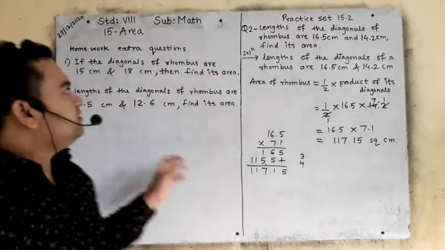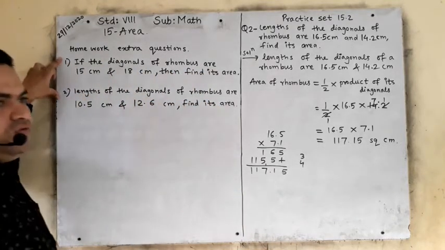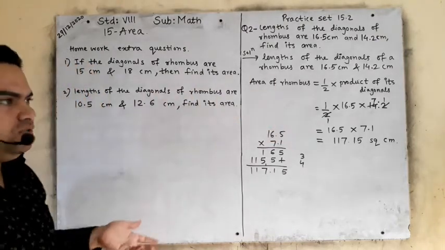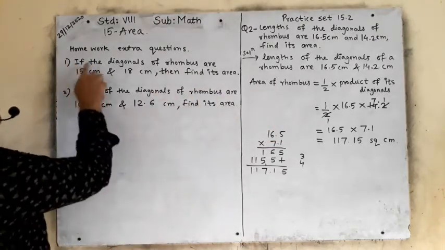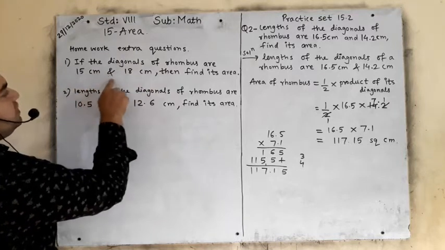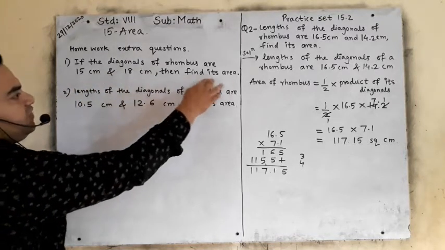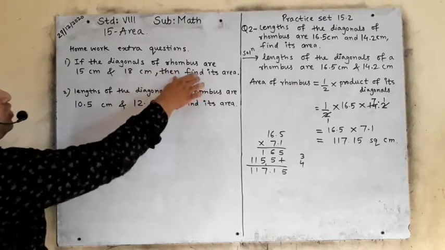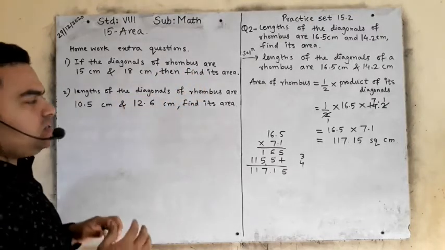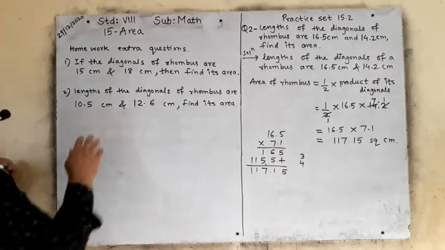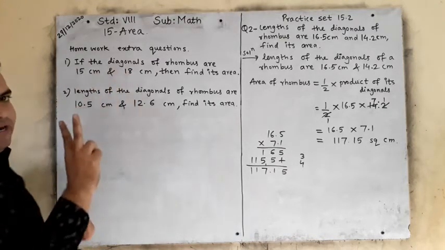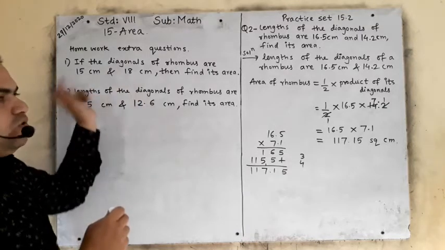After this, I will give you these two questions as homework. Use the same formula, and do the multiplication and division. If the diagonals of a rhombus are 15 centimeter and 18 centimeter, find its area. Area of rhombus is equal to half multiplied by the product of its diagonals. It means half multiplied by 15 multiplied by 18. 18 is divisible by 2, so first divide 18. What will the answer be?